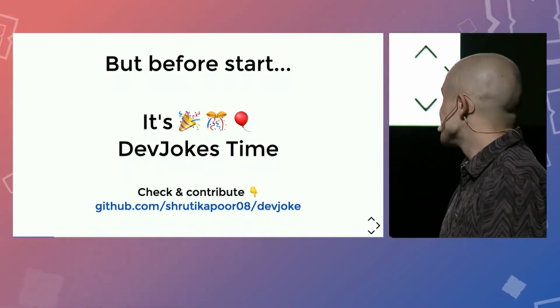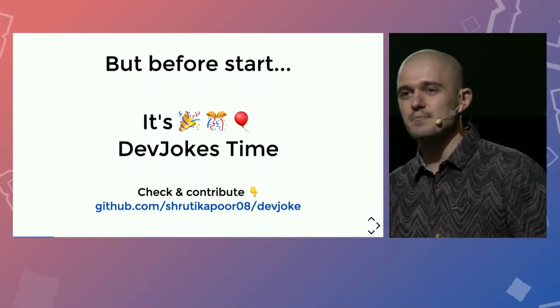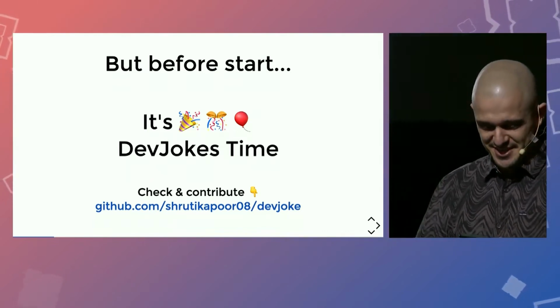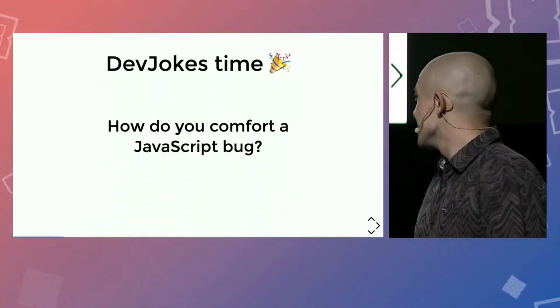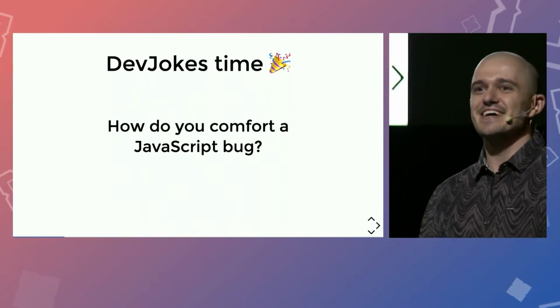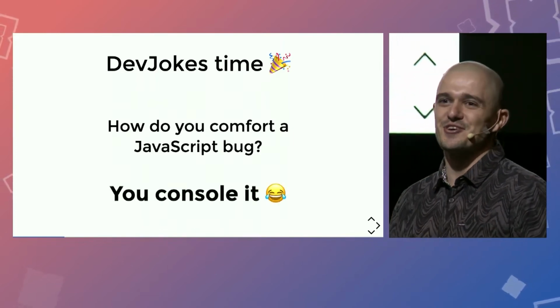But before I start, I think we like text and we love stuff, but we like to have fun here, right? So we're going to start with some dev jokes. You can go to github.com/Kapoor and check a lot of super fun jokes. My first question is, how do you configure a JavaScript bug? Any guess in the room? Nobody? So basically, you console it.